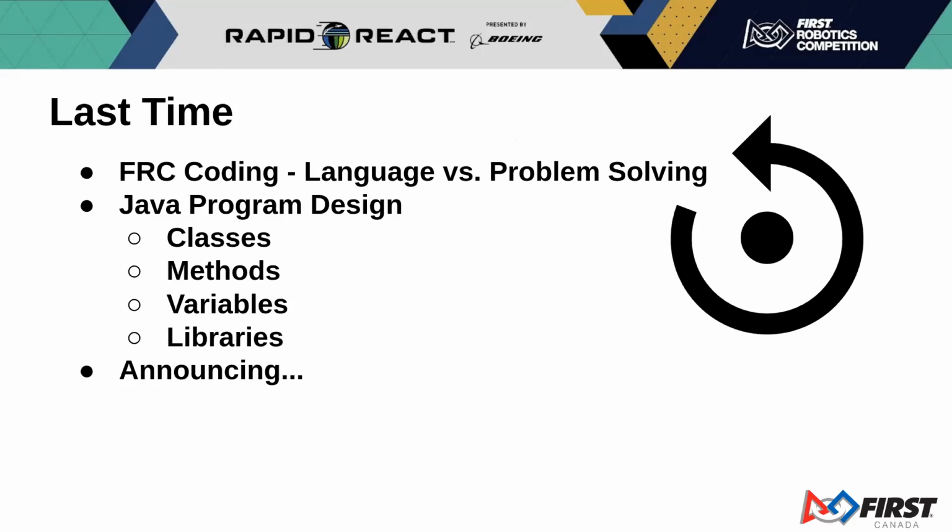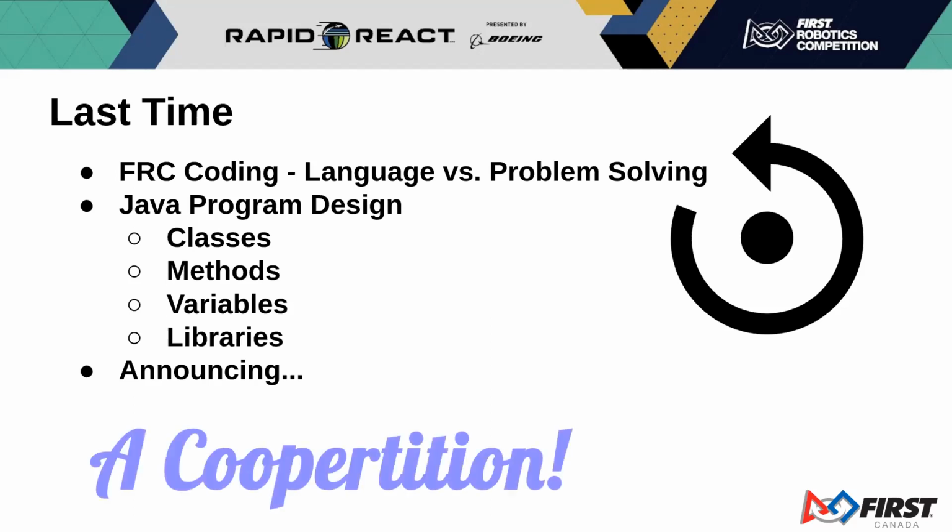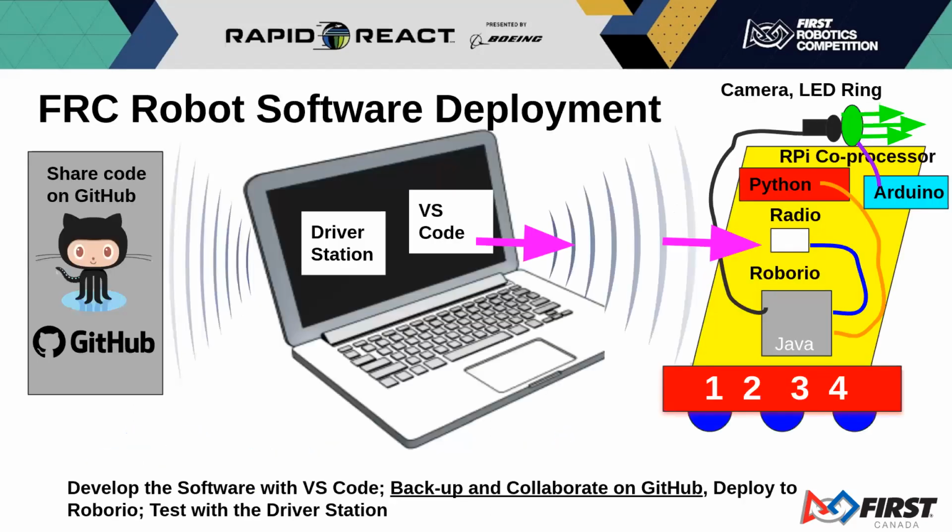So last time we spoke about FRC coding and learning the language, which is something like grammar, and then problem solving. That's an application of the computer language, something like maybe writing poetry or literature. The problem solving is a little bit more connected between the different elements of the language. You're applying the language and multiple elements thereof to make little programs. And we have a Java program design. We looked at classes, methods, variables, and libraries. And of course, last time we announced our Coopertition, and we'll have a little bit more about that this evening.